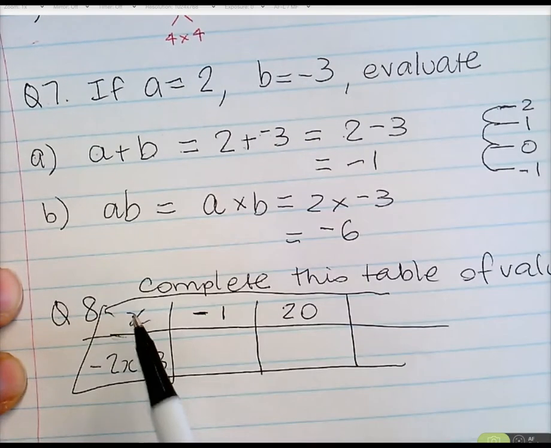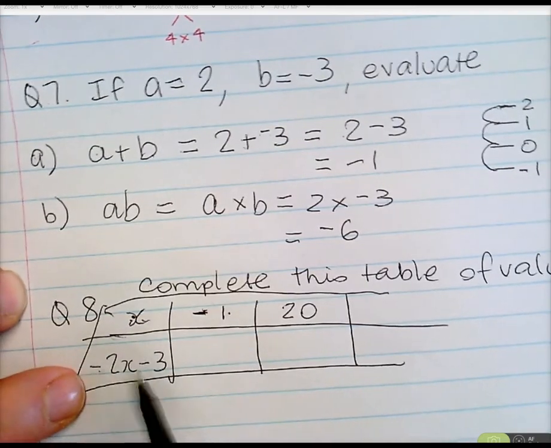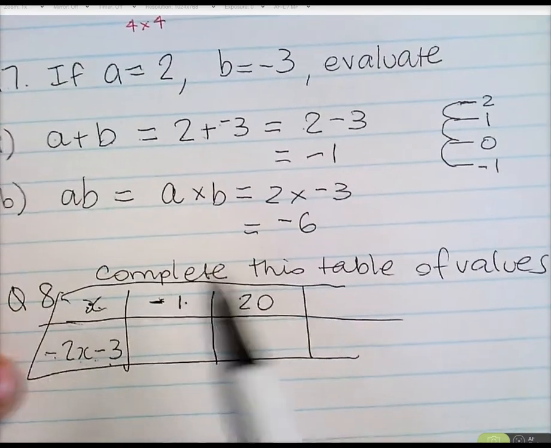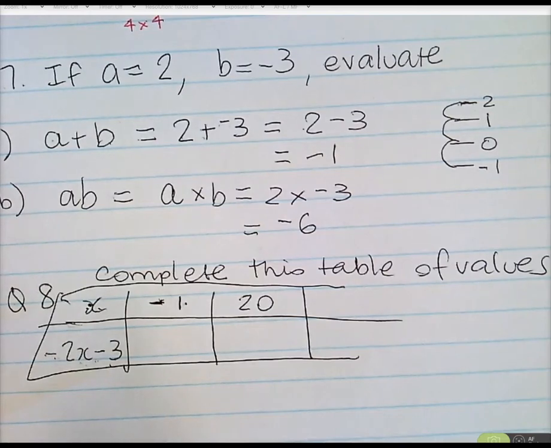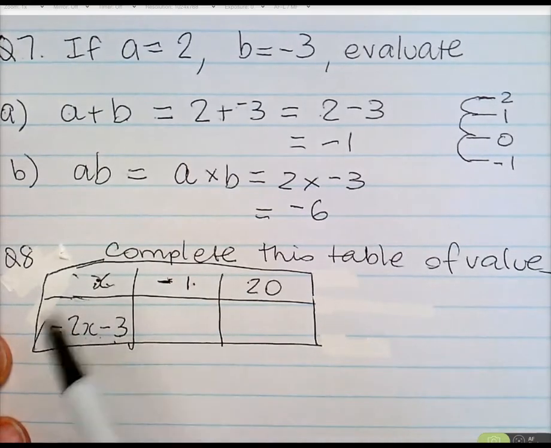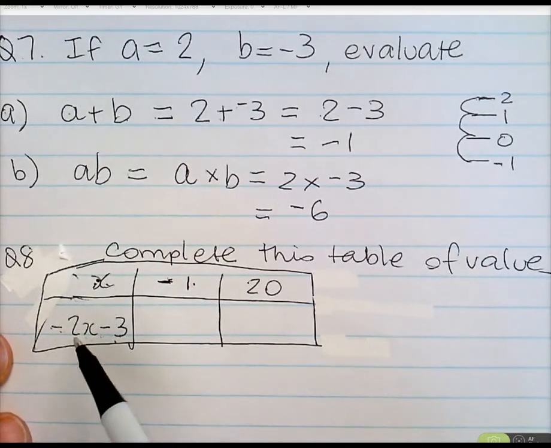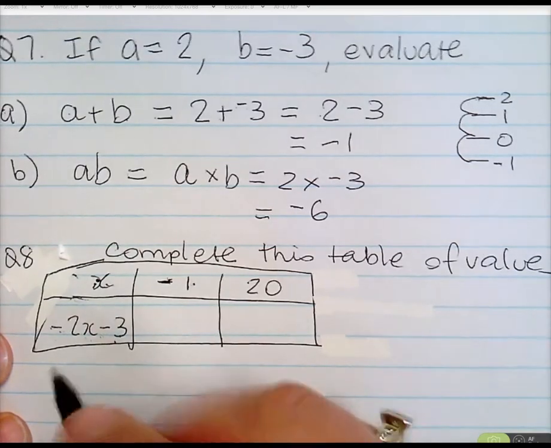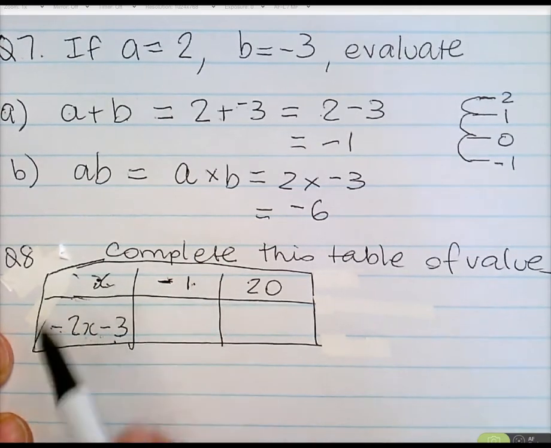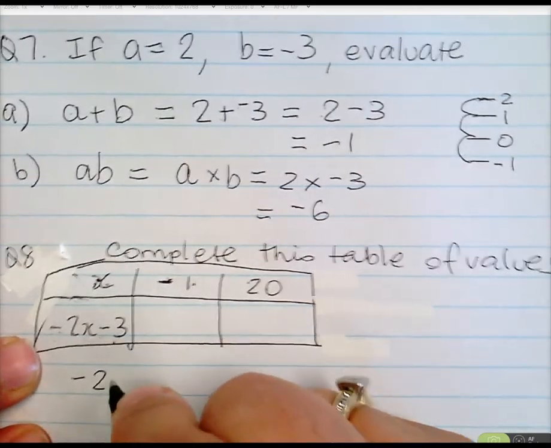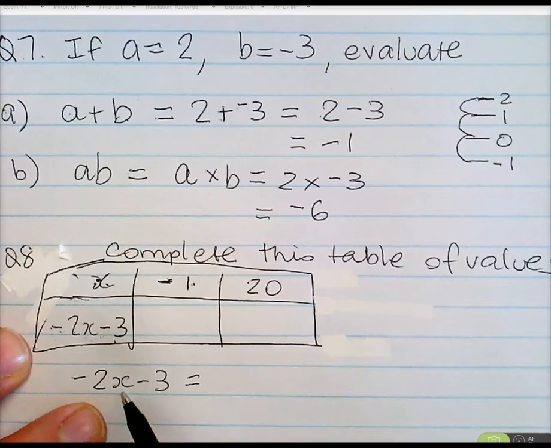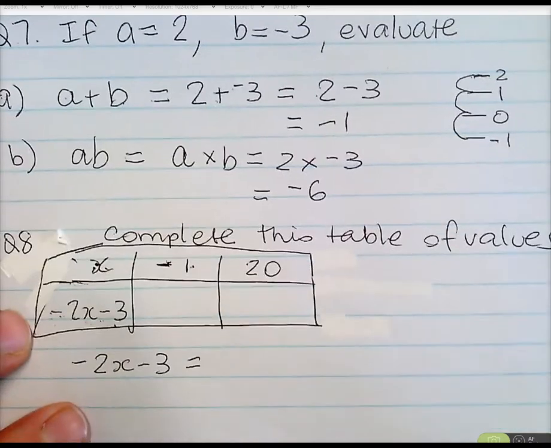The top row says if x is negative 1, you have to find what's on the bottom row, negative 2x minus 3. Does anyone know what we do? We've got x values at the top, and you have to work out the value of this, minus 2x minus 3. So this is telling me now, if x is negative 1, work this out. So I'm going to write minus 2x minus 3. Girls, what symbol is between the minus 2 and the x?